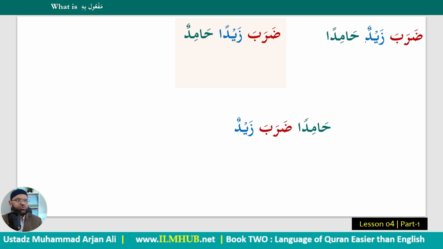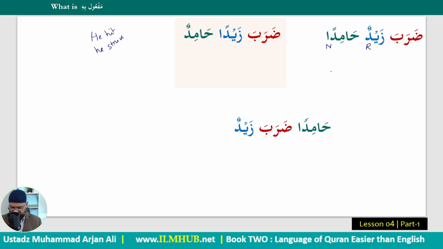So in the first one, I have the word daraba. For those of you who don't know what that means, he struck, or he hit, whichever translation you prefer. Daraba. And then after that, I have a noun, an ism, which is rafa. I am sure you can tell that. And we have one here, which is nasb. So the rafa is always the doer. And of course, the nasb is the object.